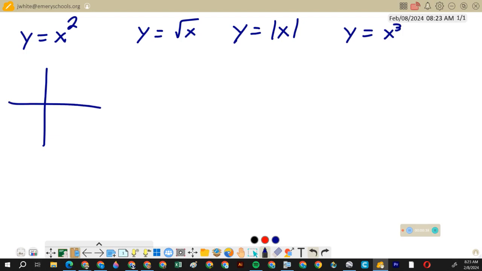and its vertex is at the center. And then if I plug 1 in for x, what does y equal? 1 squared would be 1. And what if I plugged in 2? 2 squared would be 4.